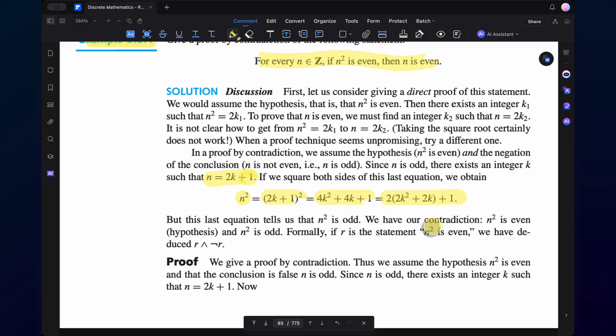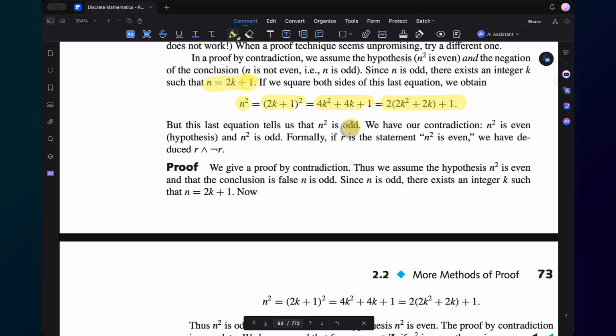So what does that mean? We have 2 times some number plus 1. That means that n squared is odd. But we're assuming that n squared is even. So there we have both n squared being even and n squared being odd. That is a contradiction. So therefore, it must be that n is even. Okay.